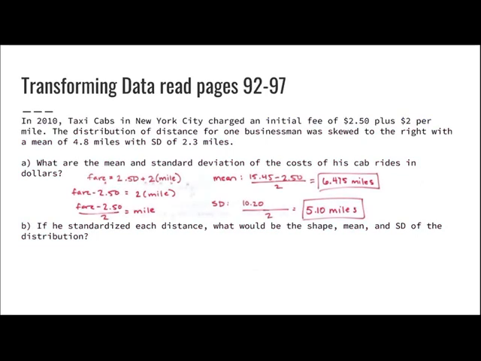So if we have our fare to be the $2.50 plus 2 times the mile, then we're going to take our fare, subtract our $2.50, set it equal to 2 times the mile, and then we're going to solve for the mile. Now, we know that our mean is going to be 1545 minus 250 over 2. And our standard deviation, we have 1020 over 2.